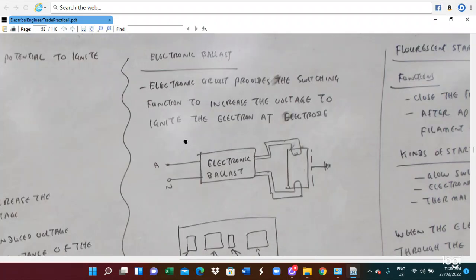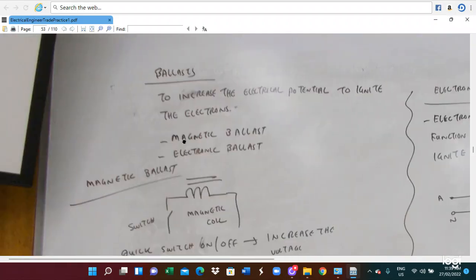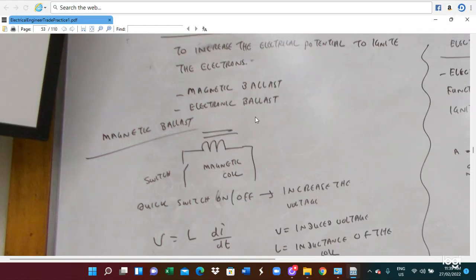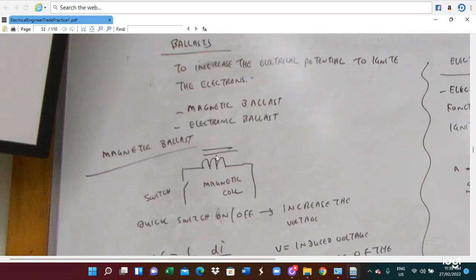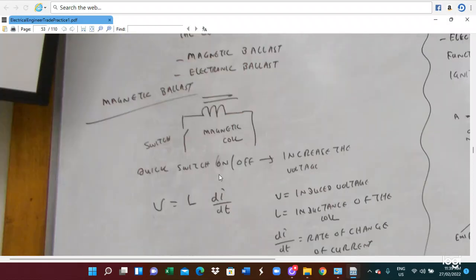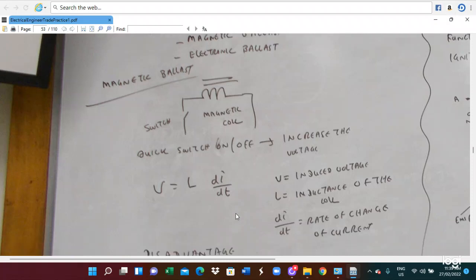So here we do that. And another thing we call the ballast. The ballast increases the electrical potential of the electronic equipment. That includes the magnetic and electronic ballast. So this is the magnetic ballast. It depends on V equals L di/dt: a change of the electrical current can produce a voltage.